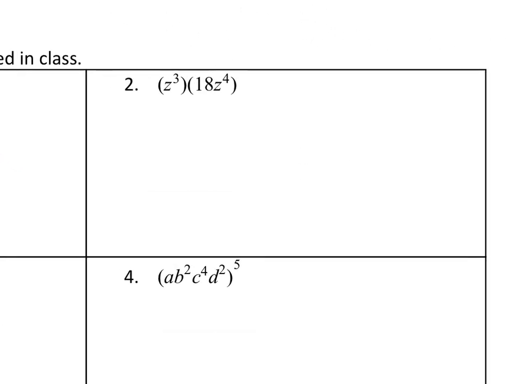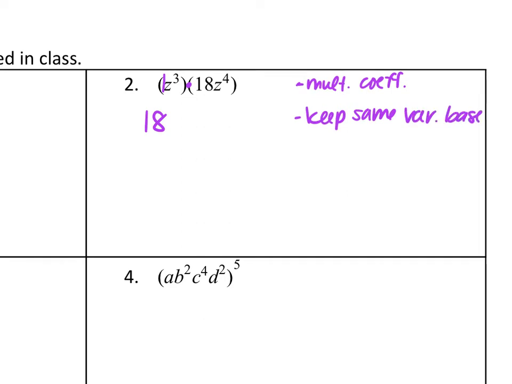All right, 2 is similar. It's still multiplication. If there's no coefficient, it's kind of like a 1. So I multiply the coefficients. So 1 times 18 is still 18. Keep the same variable base. So I keep the z and add the exponents of that base. So 3 plus 4 would be 18z to the 7th.